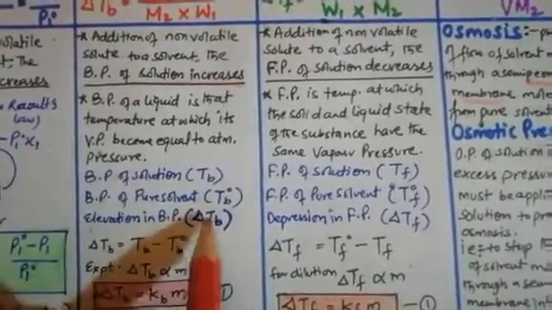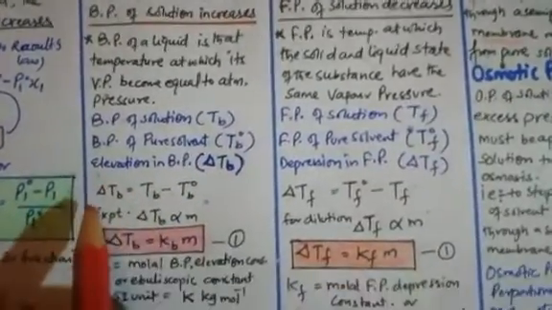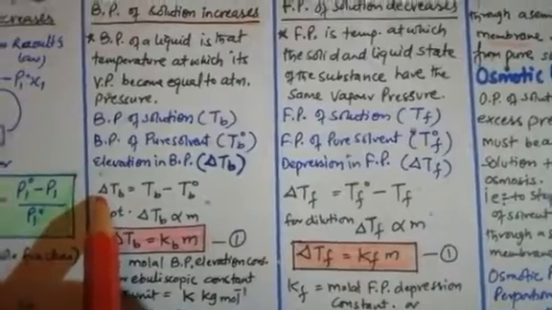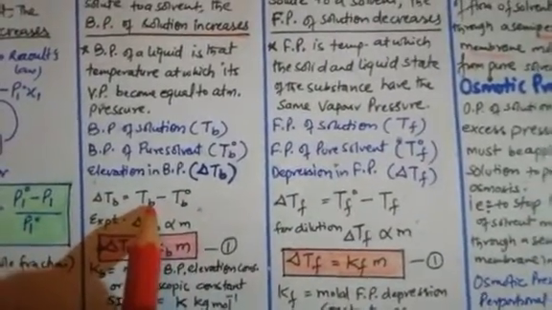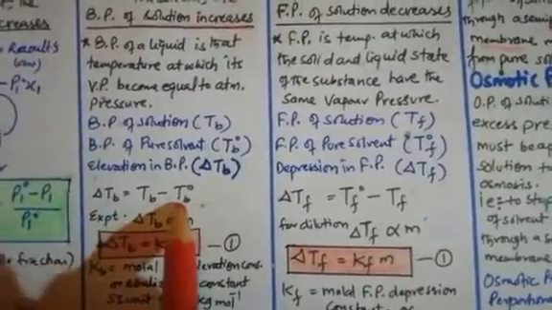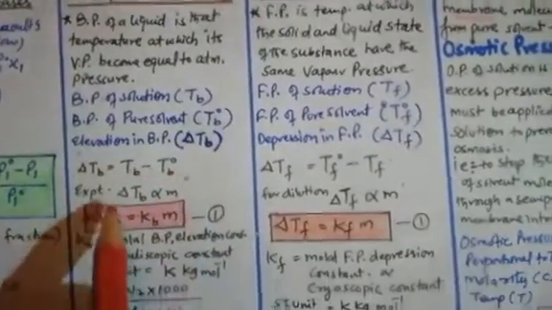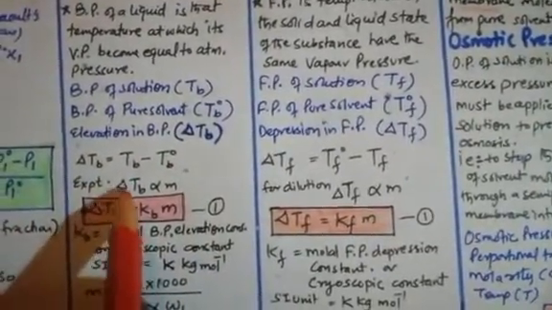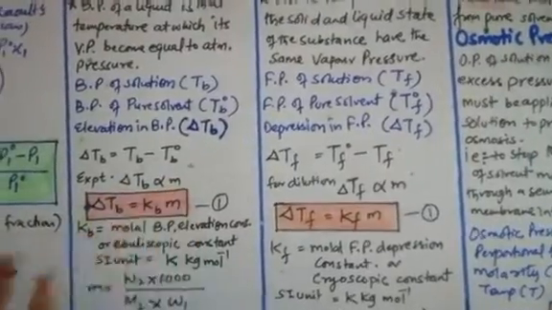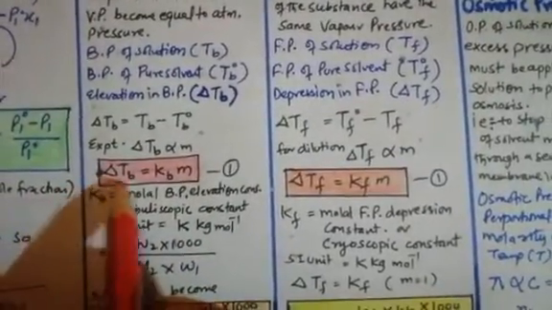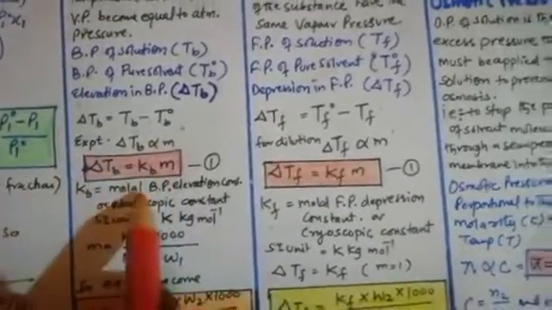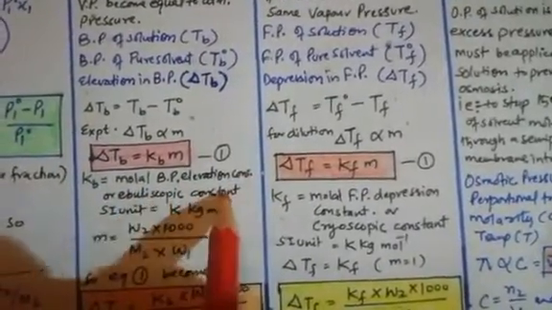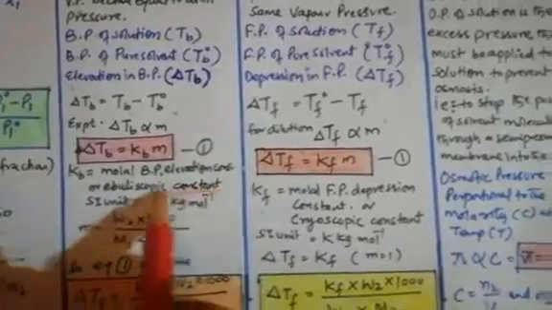Wherever delta is written, it shows the change. How can we find the change? It is very simple: final minus initial. So delta TB is equal to TB, the boiling point of solution, which is final, minus the boiling point of pure solvent. Experimentally, delta TB is proportional to the molality, so delta TB is equal to Kb into m. Kb is the proportionality constant, called the molal boiling point elevation constant or ebullioscopic constant, very very important.